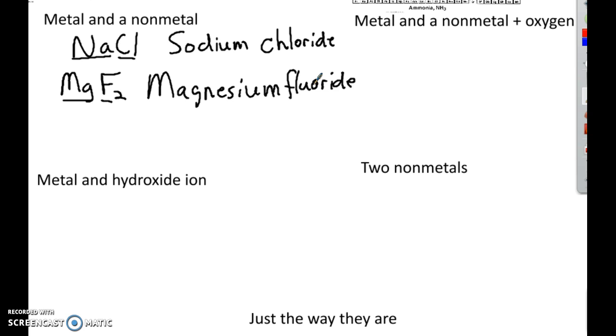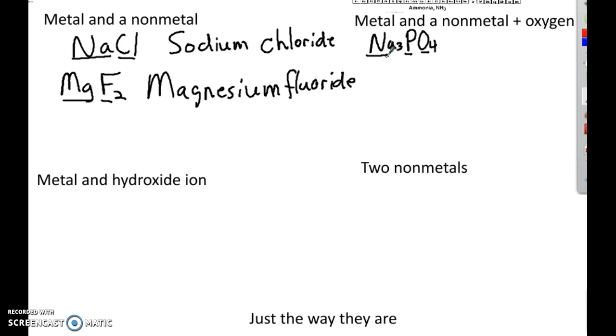Now, slightly different is if you have a metal and a nonmetal plus oxygens. It says plus oxygen, but really it should be oxygens, because usually there's more than one oxygen. You'll see a lot of these. So, for example, say we have sodium and a PO4 on the end of it. This is phosphorus, this is oxygen. So sodium, which is a metal, and then we have two nonmetals stuck together, phosphorus and oxygen.